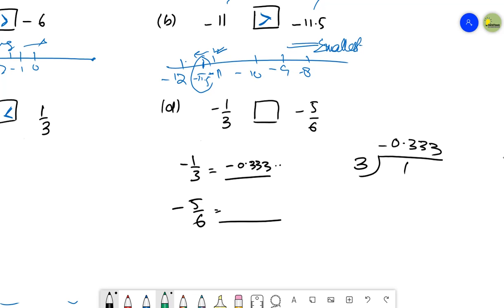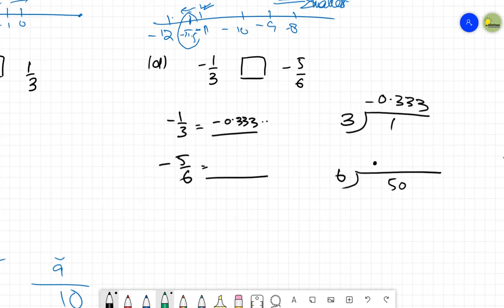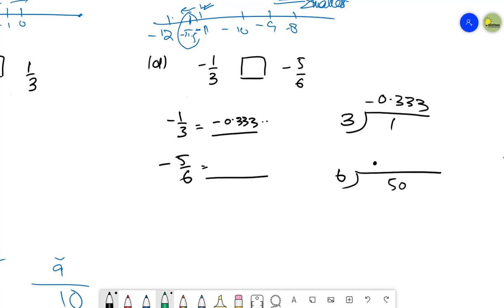What about minus 5 upon 6? Let's divide 5 by 6. You have to add a 0 over here, because 5 cannot be divided by 6 directly. So you add a decimal point, then 6 8s are 48. Then you have 2 remaining. You add a 0 over here. Then 6 3s are 18. The remainder is 2. Again, another 0. Then 6 3s are 18, and this is going to be recurring. It is going to be repeating.